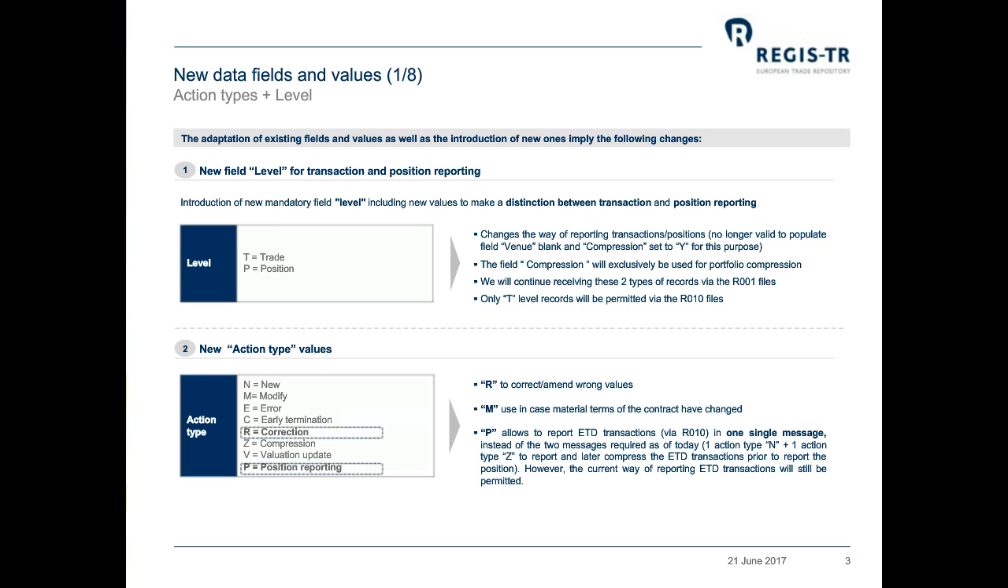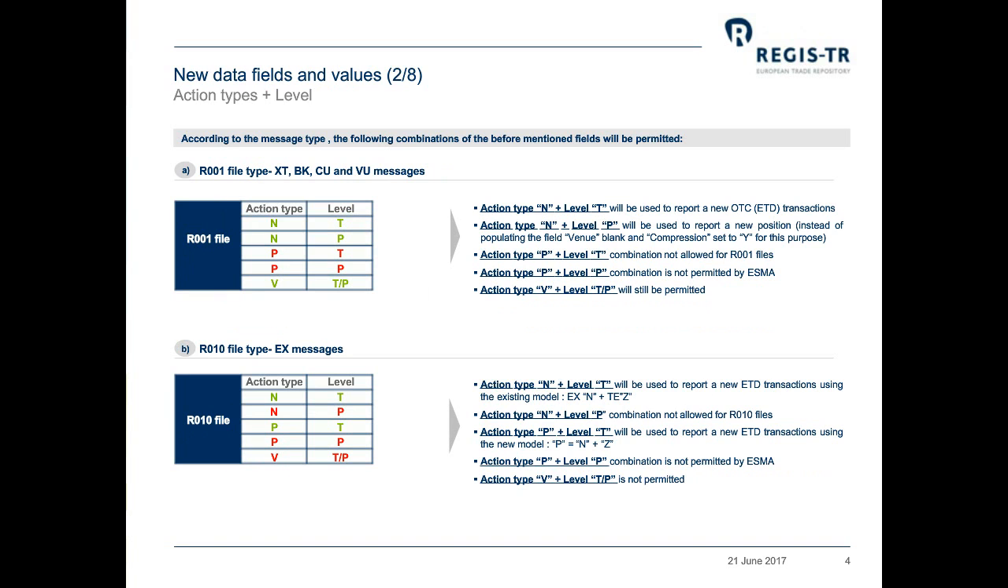Now please keep the ETD reference included in brackets in mind, as we will come back to it in a couple of slides. The N plus T combination is also allowed and shall be used to report a new position, replacing the current way in which they are reported. In this case, we cannot keep using the way in which you currently report positions, basically because the field venue has become mandatory for the action types N and P. So this will become the only way to report positions upon the revised technical standards implementation.